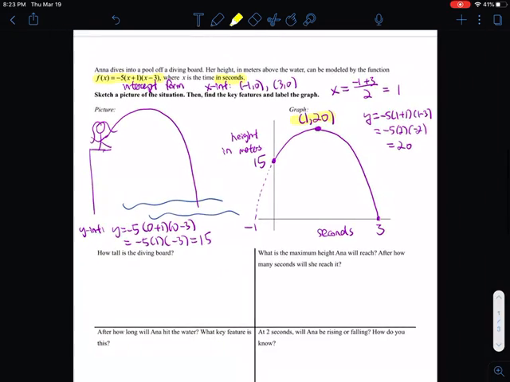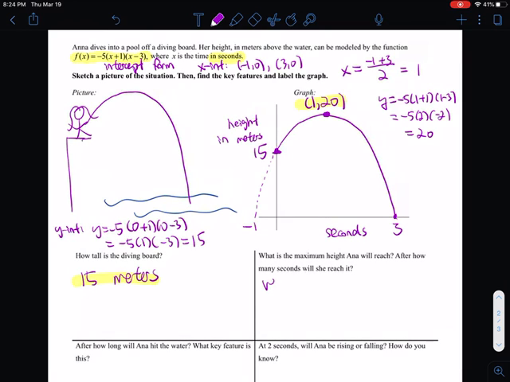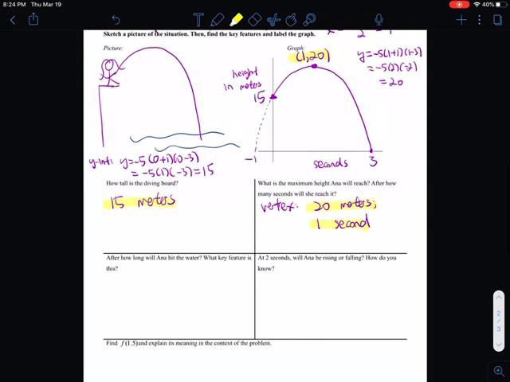Okay, so that is all of our key features. So now let's go ahead and answer the questions. How tall is the diving board? Once again, we've already found that. That's where she starts. That's going to be 15 meters. What's the maximum height that she will reach, and after how many seconds will she reach it? This is going to be our vertex, which we also found. Maximum height in this case is 20 meters. And then after how many seconds? After 1 second. 20 meters, 1 second.